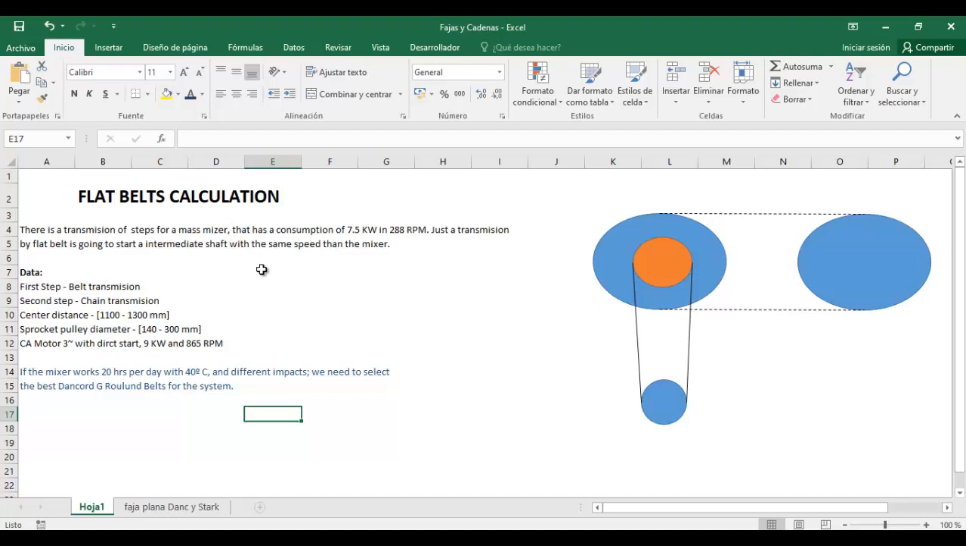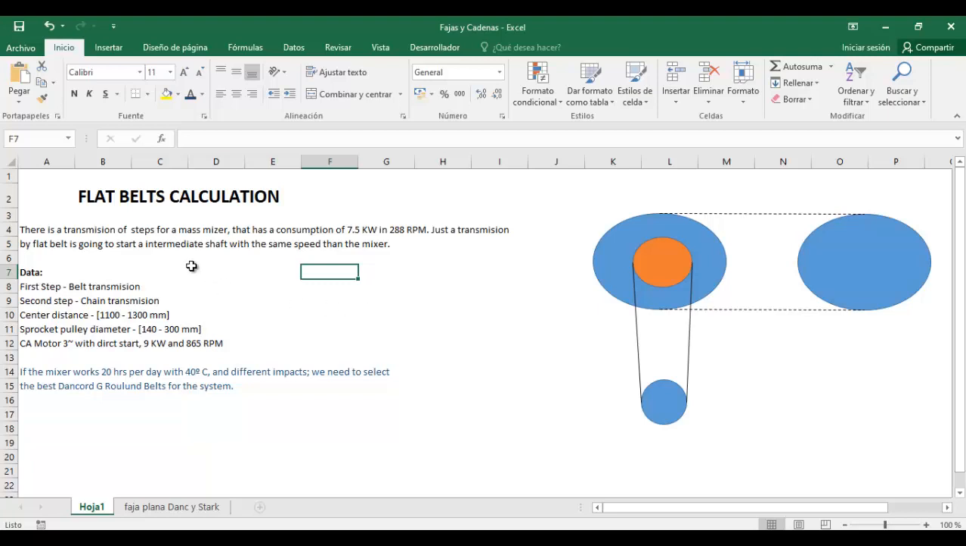Listen very carefully to the different situation that we have here from the data. This will also help you when you start to design or select, or maybe in your maintenance job, and it's going to be very helpful for you.